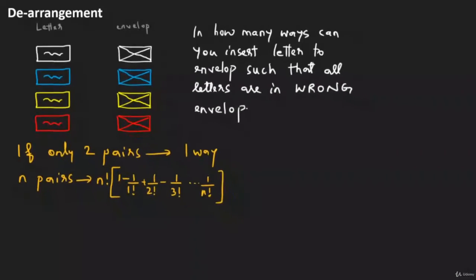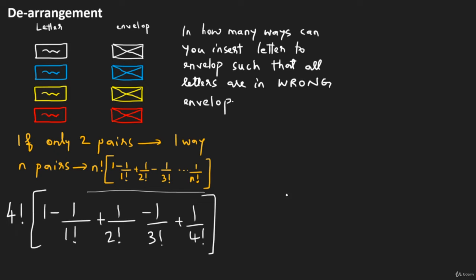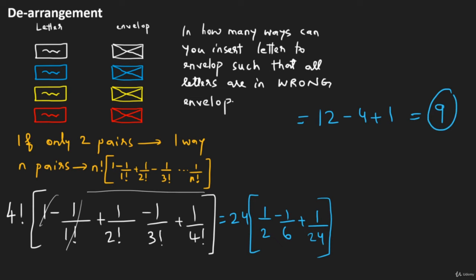Alright, let's keep this aside and let's see in the case of 4 pairs how it turns out. So applying this formula, it would be 4 factorial into 1 minus 1 by 1 factorial plus 1 by 2 factorial minus 1 by 3 factorial plus 1 by 4 factorial. This is equal to 24 into 1 by 2 minus 1 by 6 plus 1 by 24, right? These two get cancelled out. So 24 into 1 by 2 is 12, 24 into 1 by 6 is 4 and 24 into 1 by 24 is 1. So this is equal to 12 minus 4 plus 1, which gives me the answer as 9.